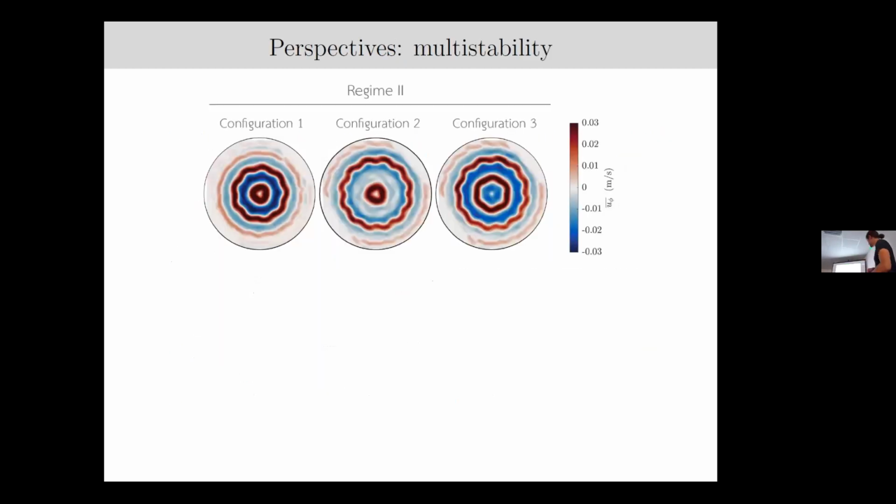I would skip that. Something that I didn't really discuss, but it's quite interesting, is that we clearly see multi-stability. These are three experiments, same control parameter, just three different initial conditions. As I said, you have different positions of the jets, different possible equilibria. Is this really multi-stable, or do you jump from one to another? We don't know.